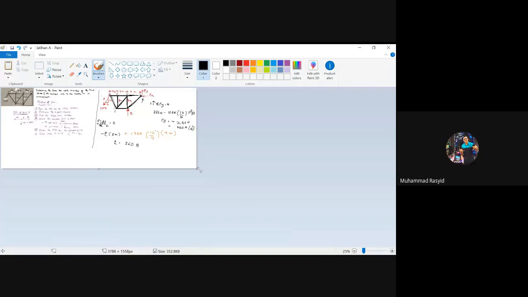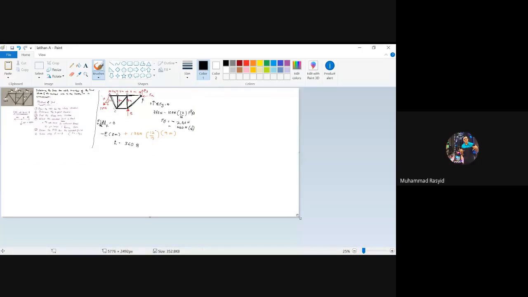130 darab 5/13. 130 darab 5/15. Jap, 5/13. Yalah, sebab dia cuma ada yang dua saja kan. Okey, boleh lah. Maksudnya kena kira lah nanti.